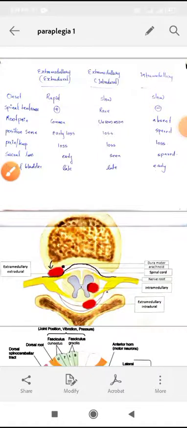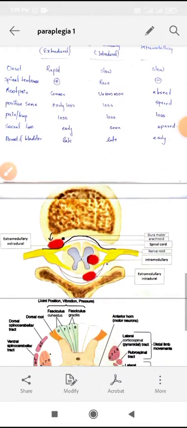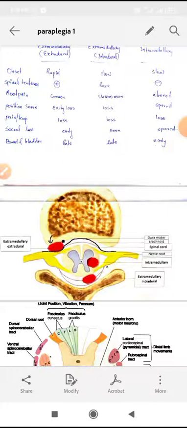So now, how to differentiate? In an extradural cause, the onset is rapid, and in intradural and intramedullary lesions, it is a slow onset. Then spinal tenderness is present in extradural, rare in intradural, and absent in intramedullary. Root pain is common in extradural, uncommon in intradural, and absent in intramedullary.